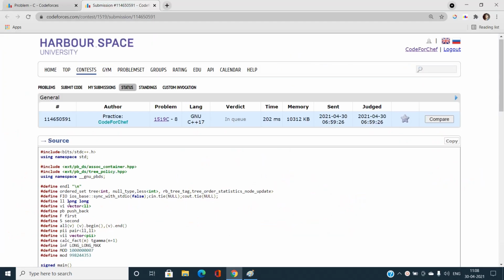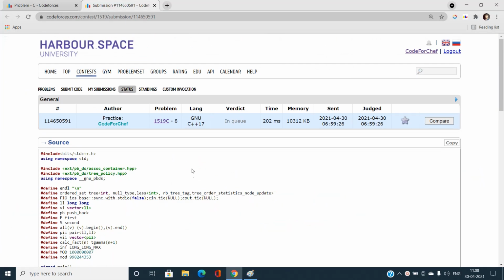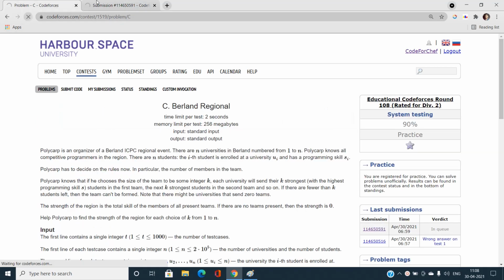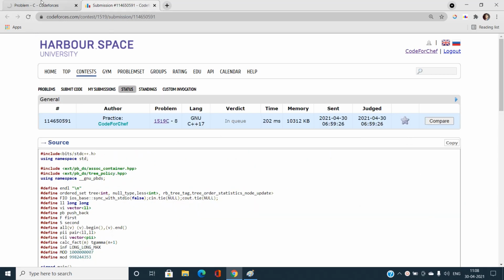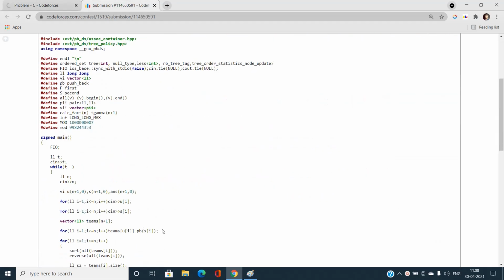Okay, so this is basically the code, and the system test is going on. Okay, so if I try to refresh this, can I have a... oh, still the system test is going on. Okay, so let us try to understand this one.